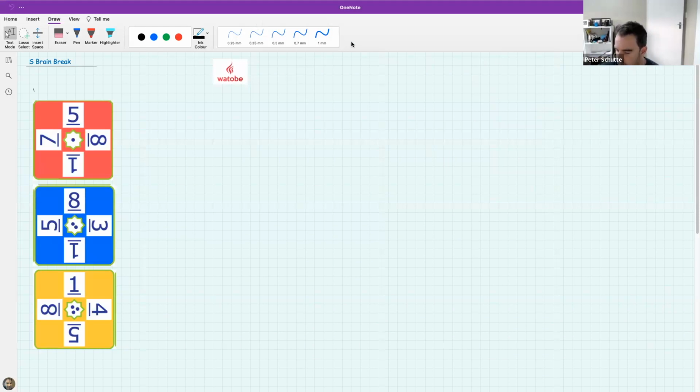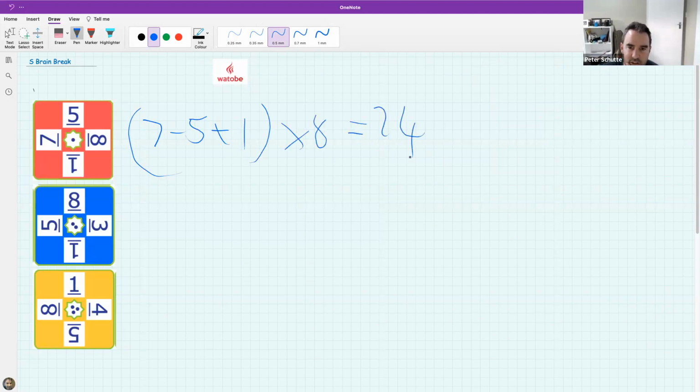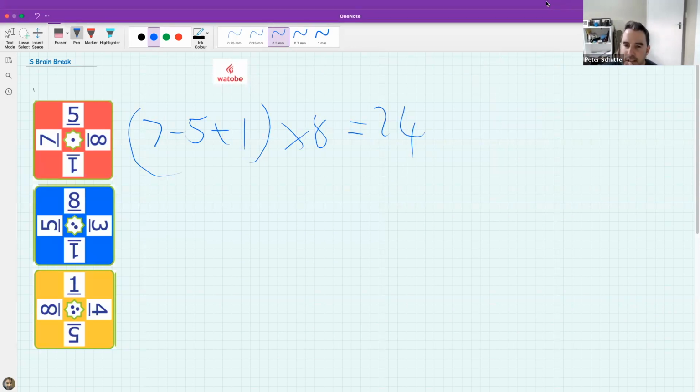Okay, who can import? What have you got here? You've got 7 minus 5 plus 1, which gives us 3, and then 3 times the 8 gives us 24. So red is done. Who can do the blue or the yellow?